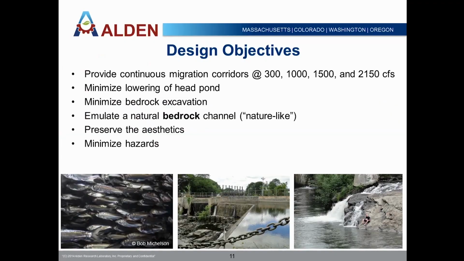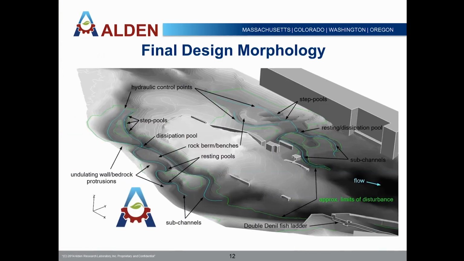So the design objectives were to provide continuous migration corridors at several different flow rates, while minimizing lowering of the head pond for upstream water usage and minimizing bedrock excavation. This all had to be hoe rammed out because it was in a residential neighborhood, so no blasting, while emulating a natural bedrock channel to make it nature-like, preserving aesthetics, and minimizing hazards to boaters and fishermen.